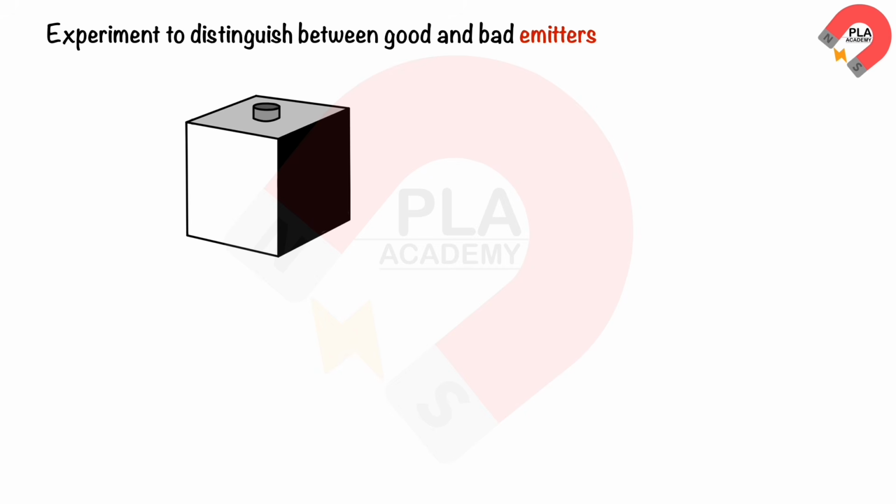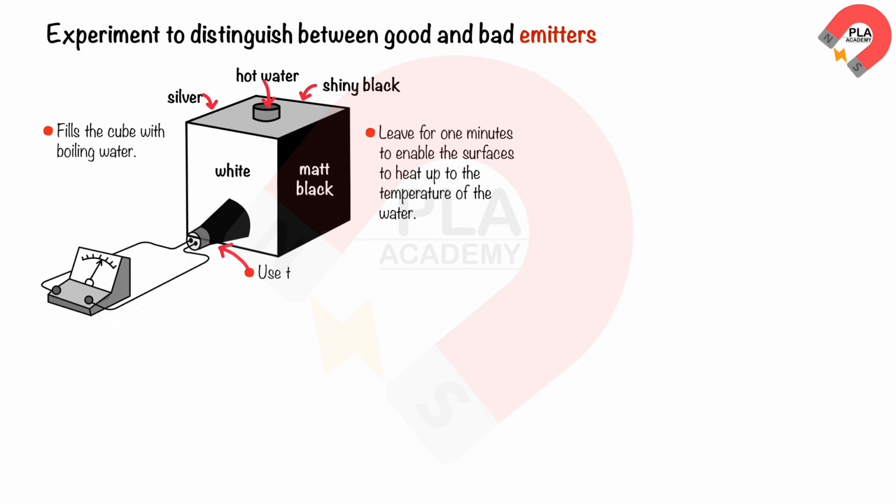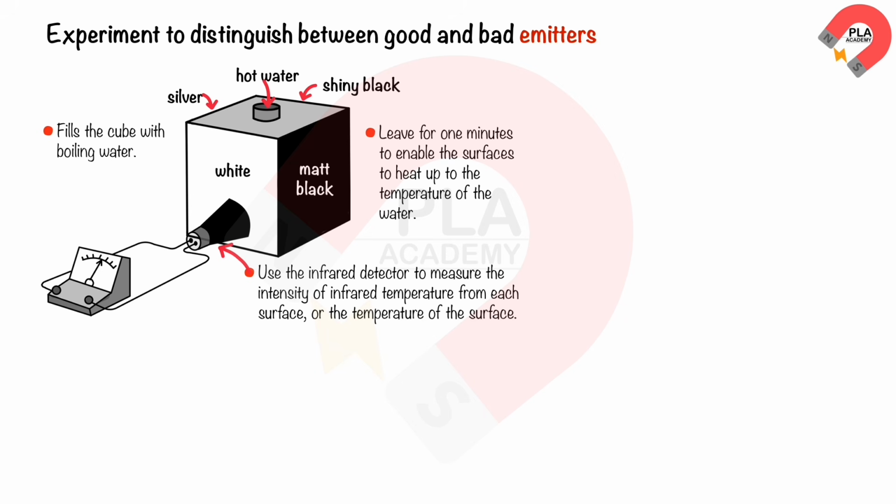An experiment to distinguish between good and bad emitters of infrared radiation. Set up the experiment as shown. The metal cube has its vertical sides painted with 4 different surfaces: matte black, white, shiny black, and silver. Fill the cube with boiling water. Leave for 1 minute to enable the surfaces to heat up to the temperature of the water. Use the infrared detector to measure the intensity of infrared radiation from each surface, or the temperature of the surface.